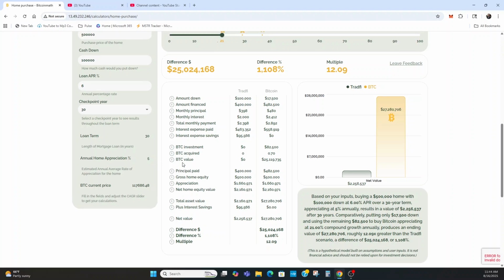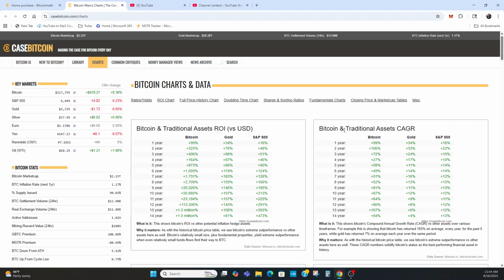Whereas if we look at Bitcoin and its performance over the long haul, right, you can look at these CAGR metrics here for Bitcoin, for gold, and for S&P 500, and you've got some pretty impressive numbers, even going back 10 years, right, averaging 87% compound annual growth for the past 10 years, and that is, again, compounding.